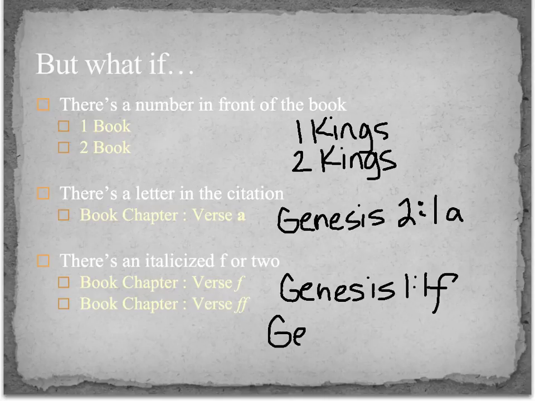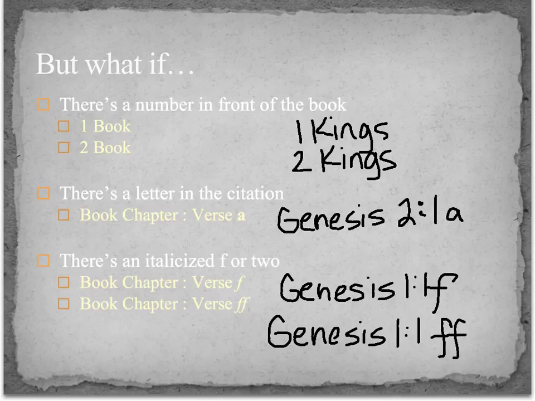If you see 2 italicized F's, so Genesis 1, colon 1 means chapter 1, verse 1, and then you see 2 F's, it means read most of several verses that follow.